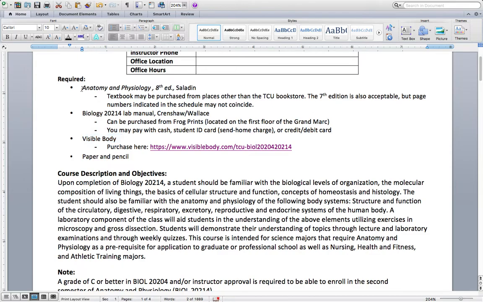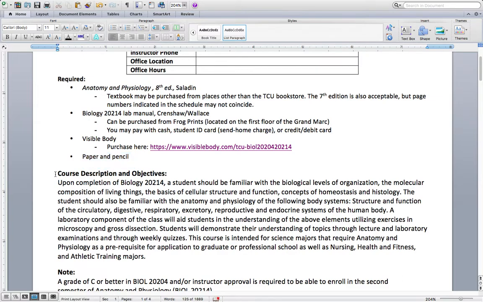The textbook is just Anatomy and Physiology by Saladin. 8th edition is what we're using now. And Visible Body you can purchase at this link. And you have access to many different resources that come along with Visible Body. But it's basically an app that allows you three-dimensional manipulation of different structures. And then finally, you're going to want to bring paper and pencil for taking notes. Also, the pencil will be required for taking quizzes at the end of each lab.